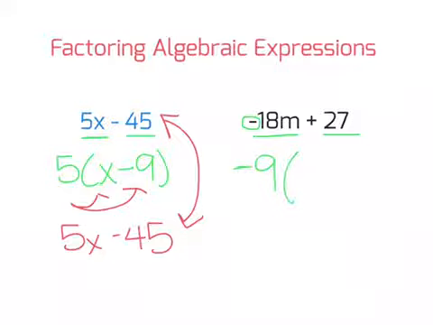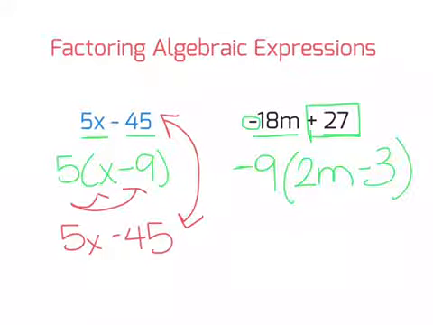And then that leaves me with, if I take a negative 18 divided by negative 9, a positive 2m. And then remember, I'm dividing by a negative 9, so I have to look at that as a positive 27 divided by a negative 9, which is a negative 3. So my factored expression would be negative 9 times the quantity 2m minus 3. And that's how you factor algebraic expressions.